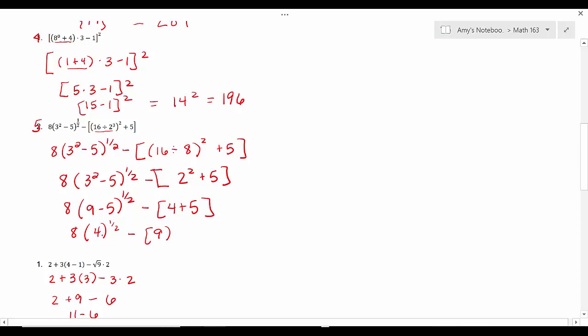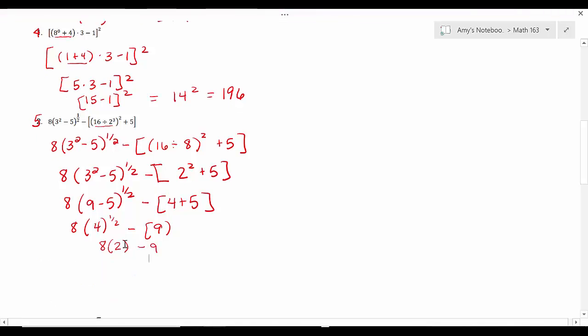Now you do exponents. You finished your parentheses. Now you're going to do exponents. So for the exponents here, 4 to the 1/2 power is the same as the square root of 4, which is 2. 8 squared is 16. 16 minus 9 is 7.